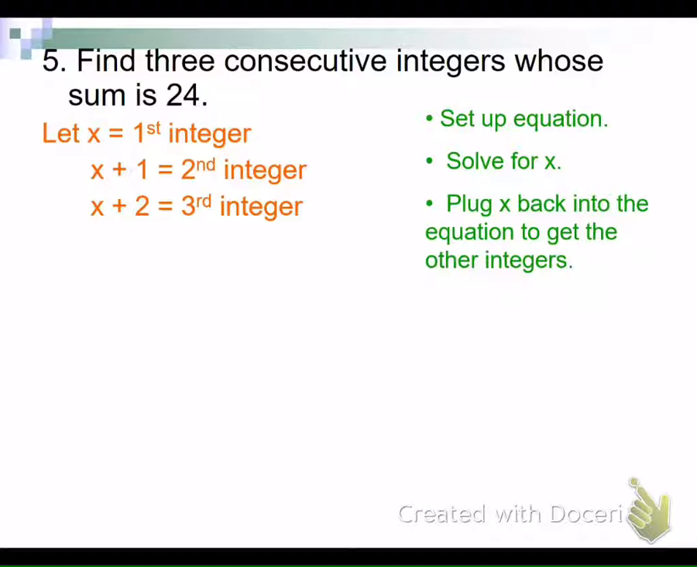Now, sum means what? Add. So I'm going to add x, and I'm going to add x plus 1, and I'm going to add x plus 2, and that should equal 24. So this spot represents my first integer, second integer, third integer, is 24.